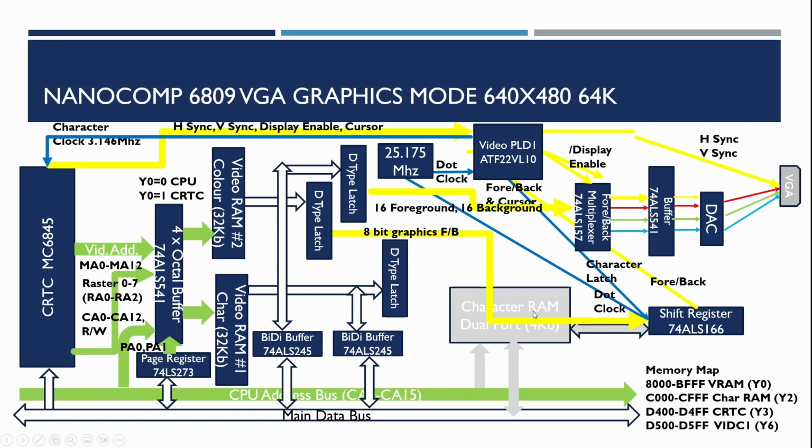So the logic we'll have is it will disable the character RAM when it's in graphics mode, so this won't output anything, and then the logic will also determine which of the two video RAM outputs we need to send to the shift register depending on the address range currently selected. So some of the logic there is going to be quite tricky, and it took me a little while to get it all working properly.